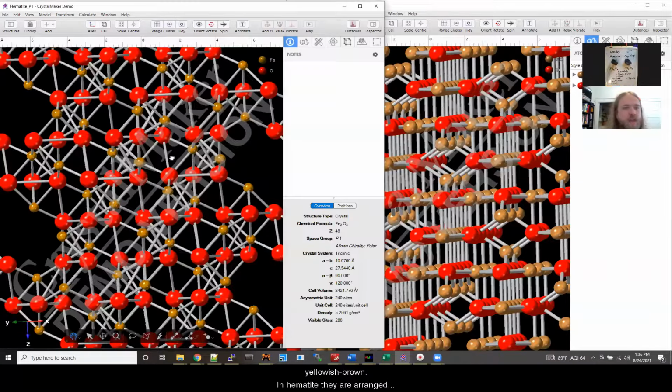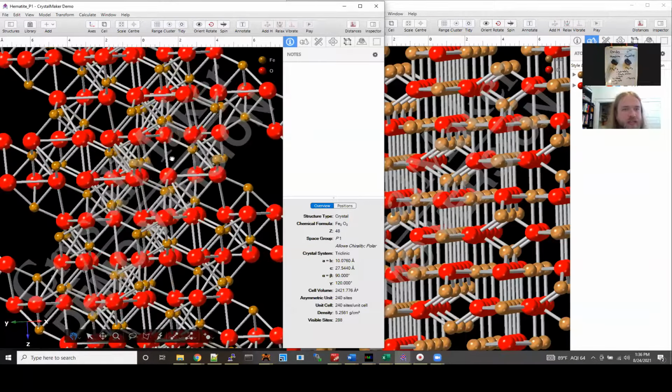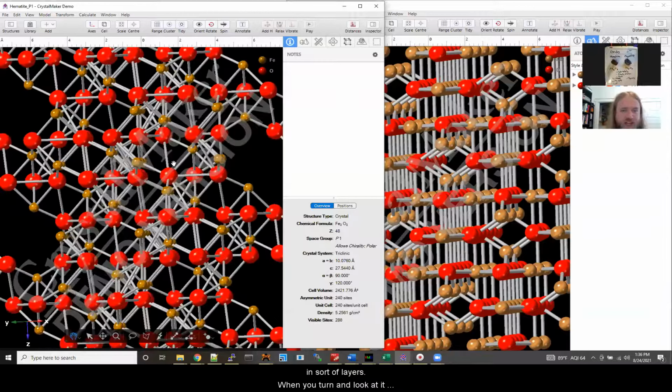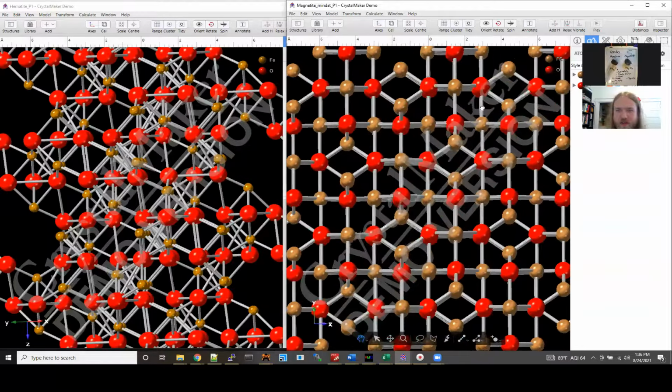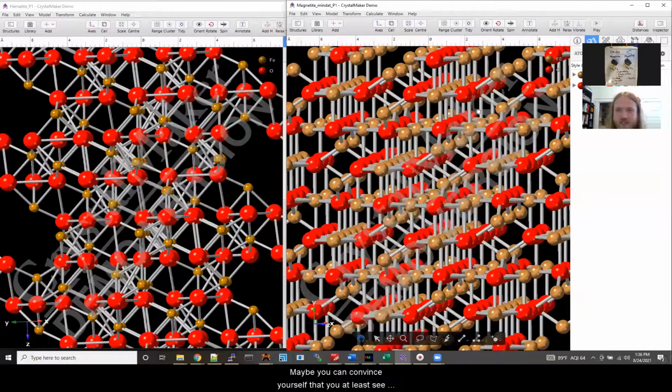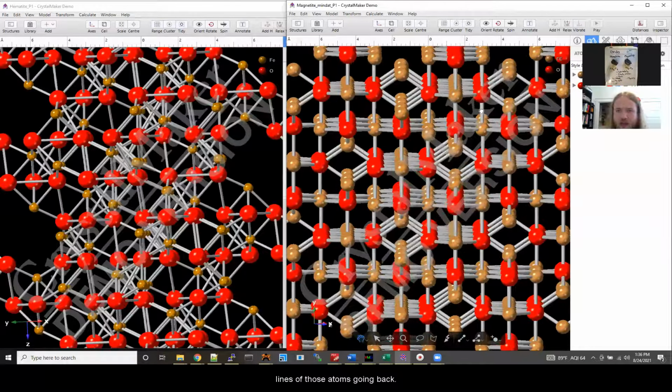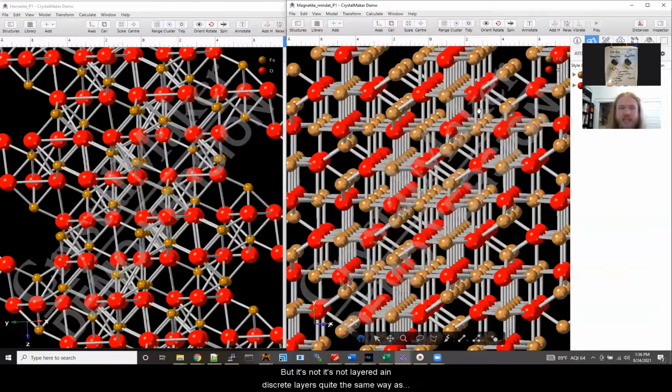In hematite, they are arranged in sort of layers. When you turn and look at it from this angle, you can see that there's layers of oxygen and then layers of iron and layers of oxygen that are somewhat distorted. And then in the magnetite structure, it's really difficult to see any of those layers. Maybe you can convince yourself that you at least see lines of those atoms going back, but it's not layered in discrete layers quite the same way as hematite is.